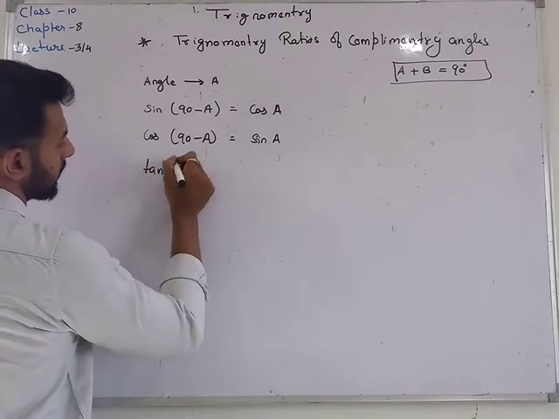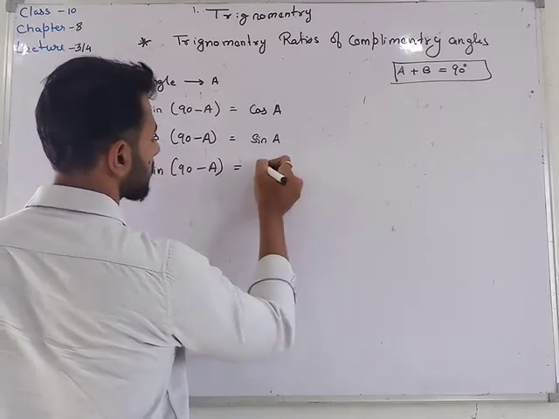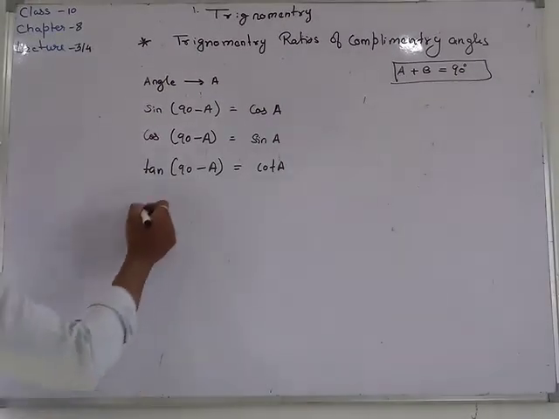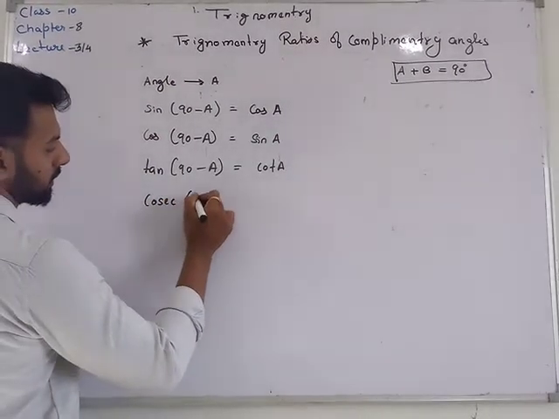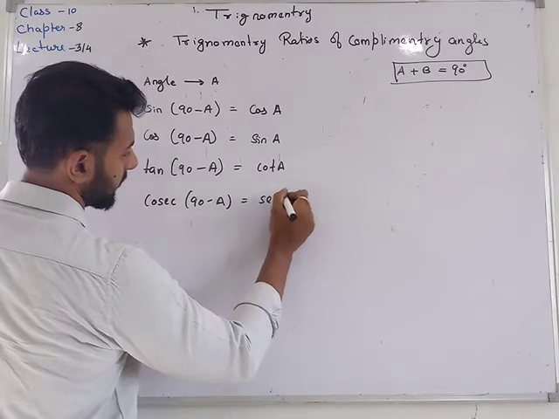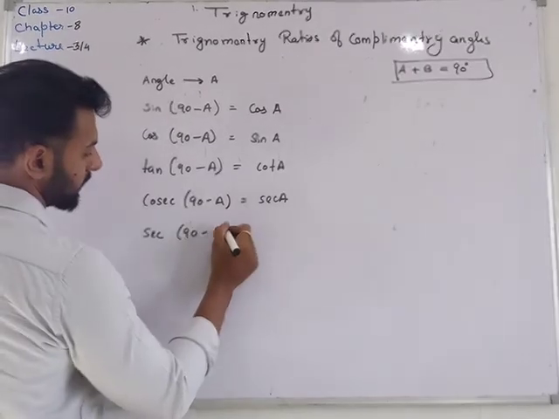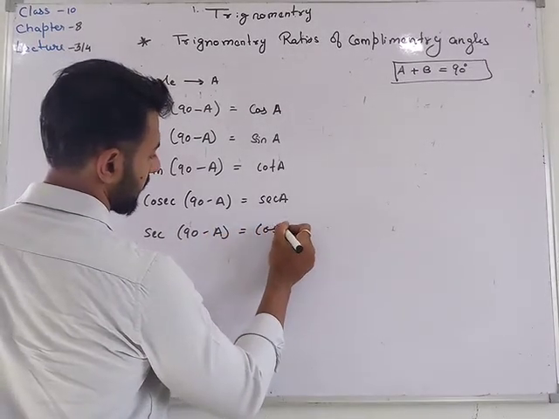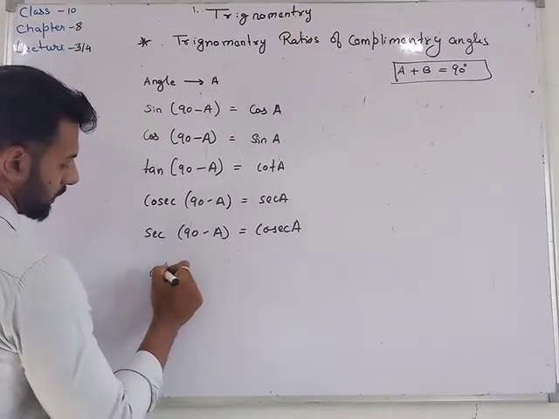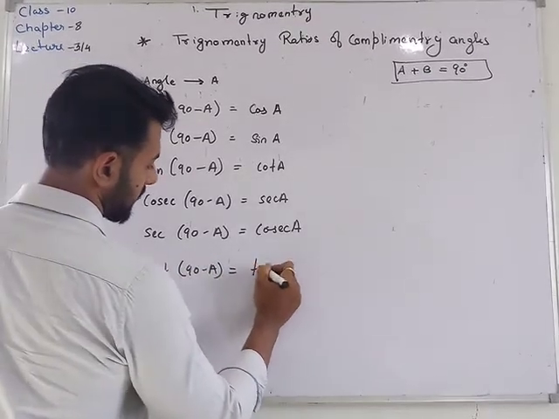Then tan 90 minus A is cot A. Cosec 90 minus A is sec A. Sec 90 minus A is cosec A. And cot 90 minus A is tan A.